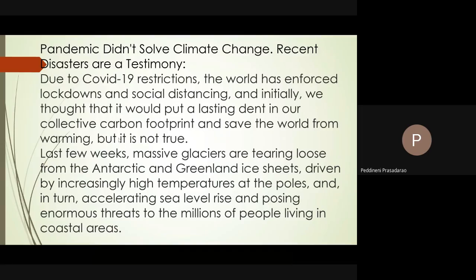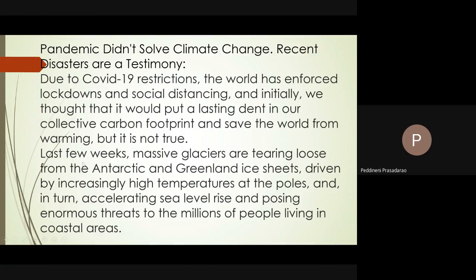But if you look into the pandemic, this pandemic didn't solve climate change. Recent disasters are a testimony. People thought that this lockdown period is good for the so-called environment, but it is only very short-lived. Due to COVID-19 restrictions, the world has enforced lockdowns and social distancing, and initially we thought that it would put a lasting dent on our collective carbon footprint and save the world from warming, but it is not true.